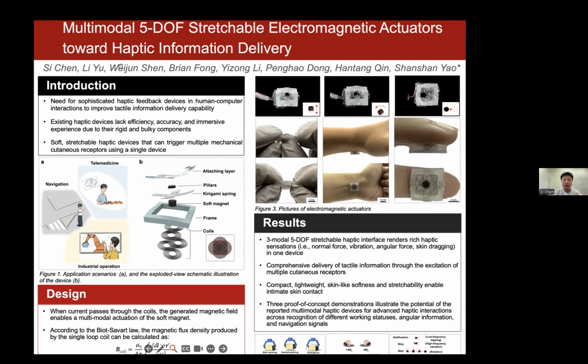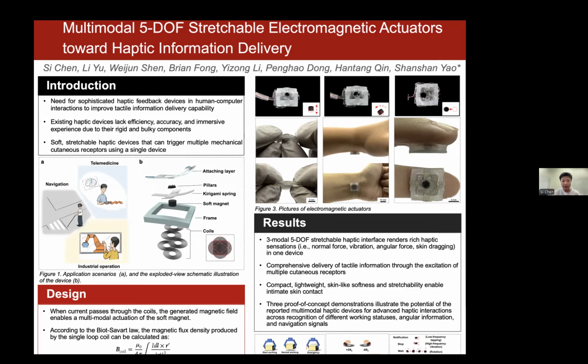But existing haptic devices lack efficiency, accuracy, and immersive experience due to their rigid and bulky components. For example, some people have developed haptic gloves, but all of them are very bulky, and most use hydraulic or pneumatic actuation methods. Then you need a very big supply device, and you don't want to wear that for a long time.